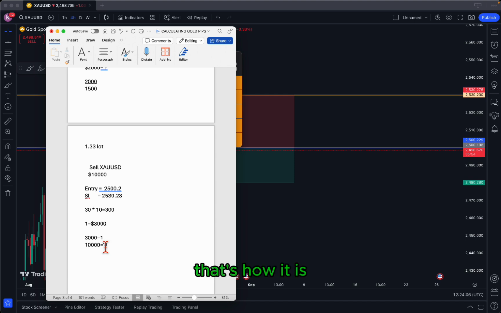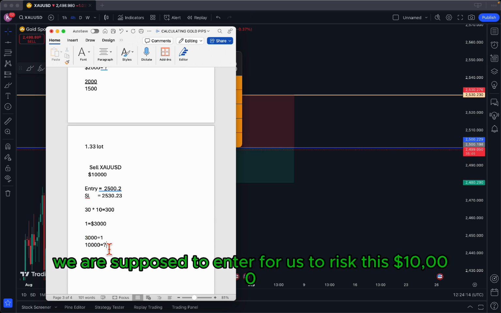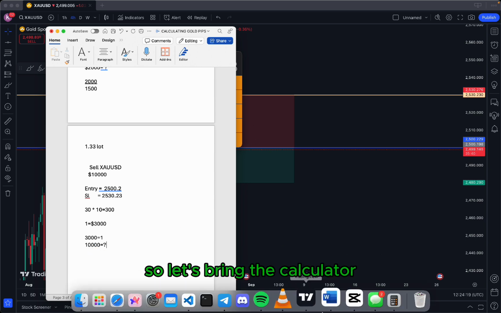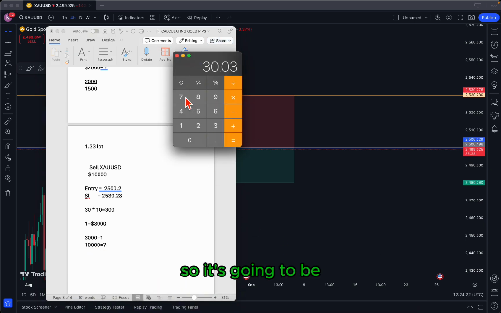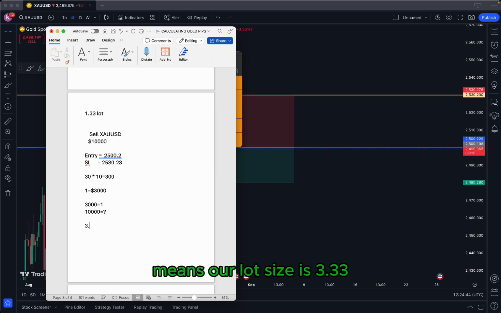That is how it is. So we just divide this $10,000 by this $3,000 to get the lot we are supposed to enter for us to raise this $10,000. So let's bring in our calculator. So it's going to be 10,000 divided by $3,000. That is 3.33. It means our lot size is 3.33.